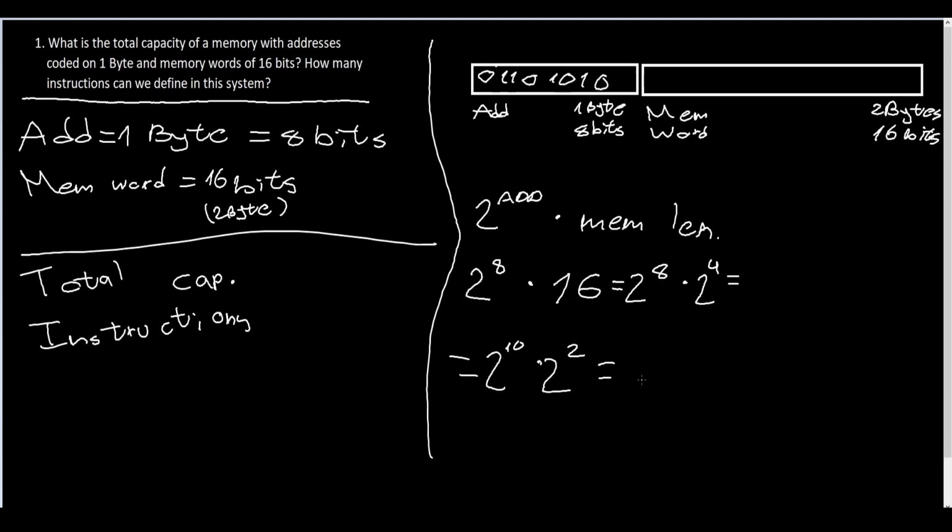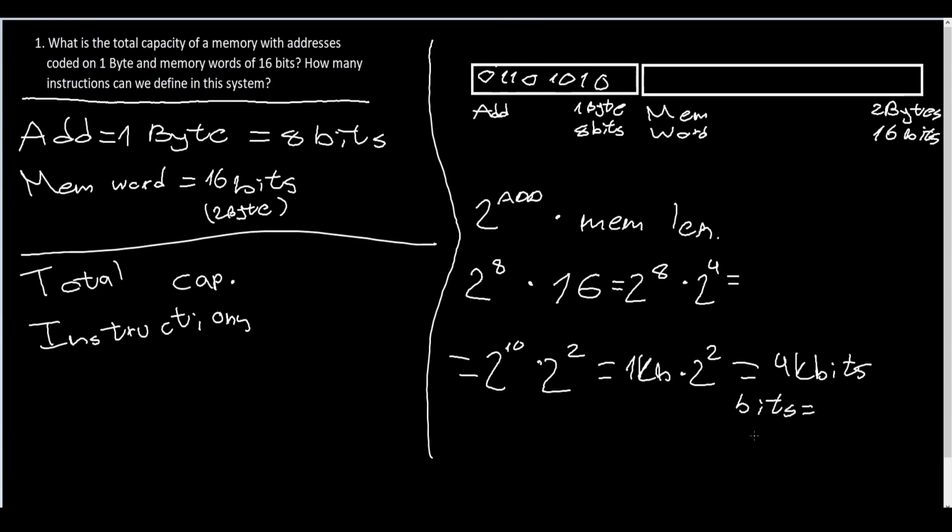So we now know that this is 1 kilobit times 2 to the power of 2, or it is equal to 4 kilobits. Because 2 to the power of 2 is 4. So we now know that this is 4 kilobits. What would it be in bits?